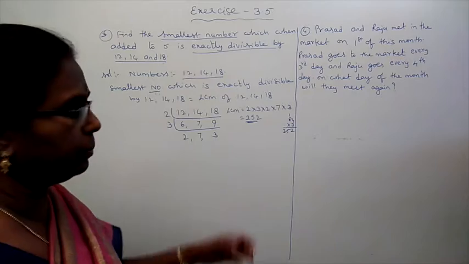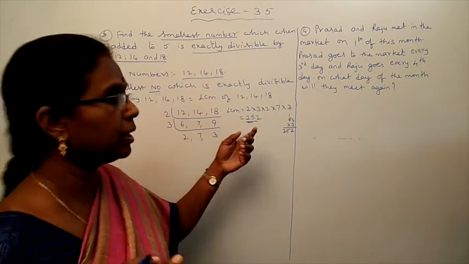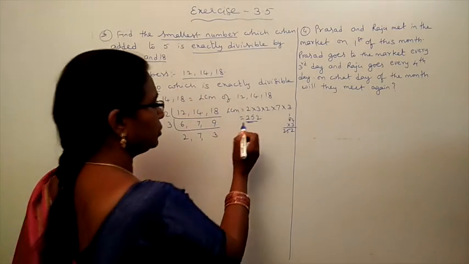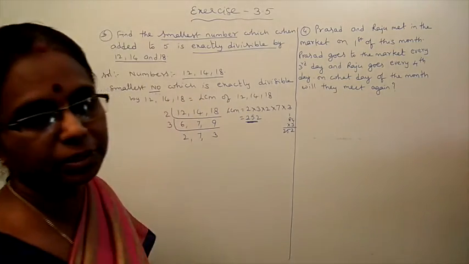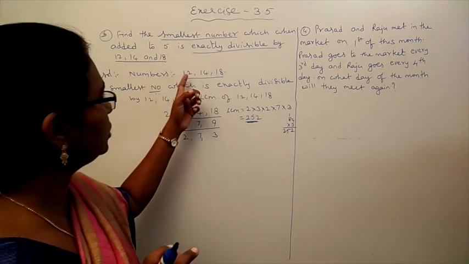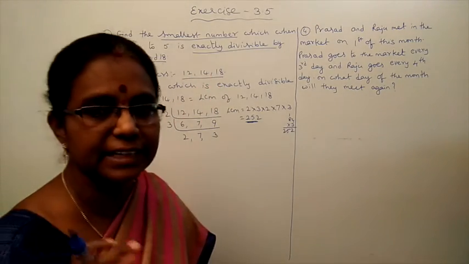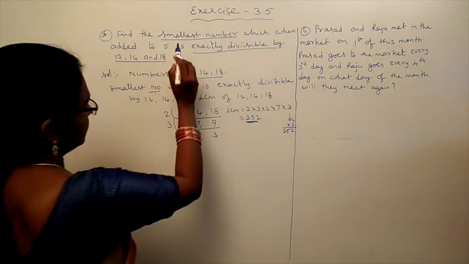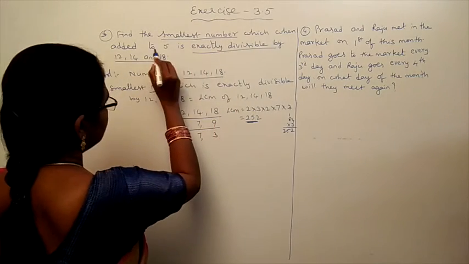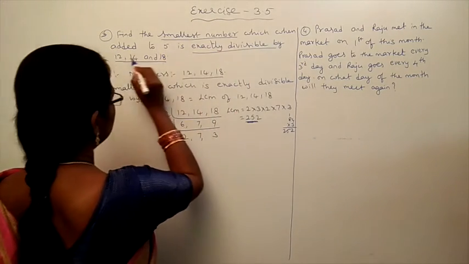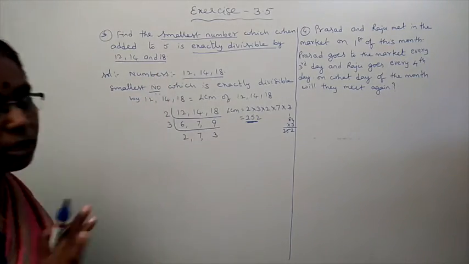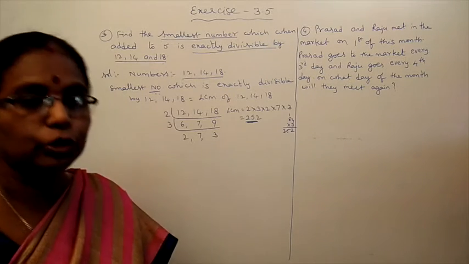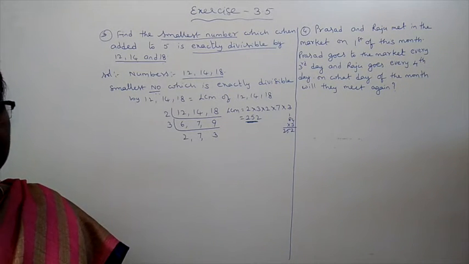Means before 252, no number is exactly divisible by the 3 numbers. Then 252 is the smallest number which is exactly divisible by 12, 14, 18. What is the meaning of exactly divisible? The remainder must be 0. Now, what is he asking? Smallest number which when added to 5 is exactly divisible by 12, 14, 18. But he is not asking for the exactly divisible number. Which number, if you add 5, you will get the exactly divisible number.